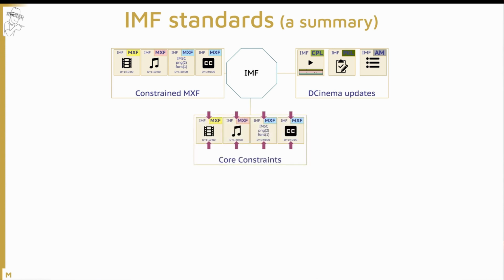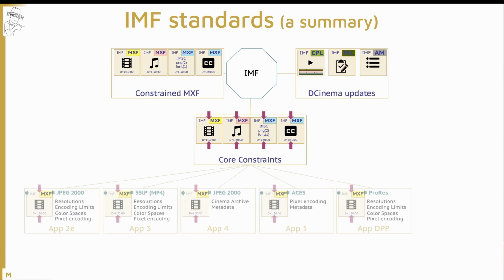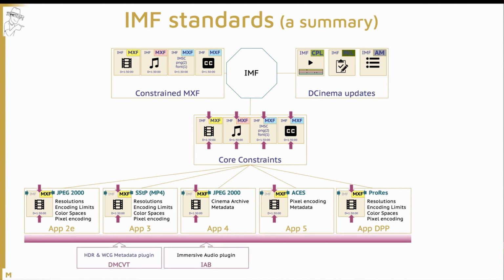So let's put that in a slightly different axis. So we've got the very sexily entitled dynamic metadata for color volume transformation, which just slips off the tongue. That's how we describe HDR within IMF. And then we've got the immersive audio plugin, or IAB, the immersive audio bitstream, which describes how you put things like Atmos and DTSX and MPEG-H inside IMF.